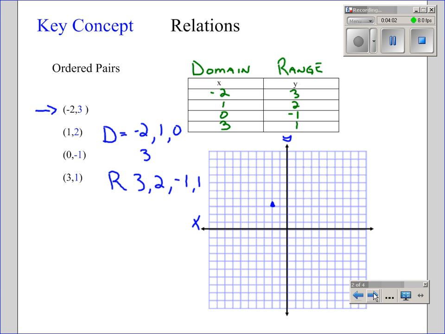Our next one is 1, 2. We start at origin, we go over 1, up 2. There is the point. Our next point is 0, -1. So we start at the origin 0, we don't move anywhere, and we go down 1. And our fourth and final one is 3, 1. Start at the origin, go over to the right 3, 1, 2, 3, up 1. And there you have it. You just graphed your ordered pairs or your relations.